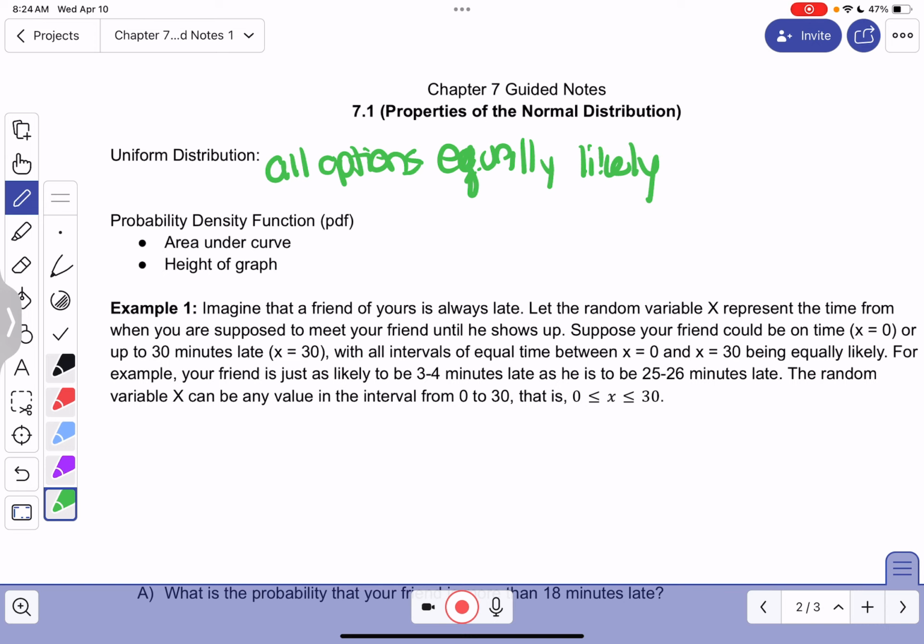A probability density function, that's just what the PDF stands for, like when we did the binom PDF. It's talking about the area under the curve as being your probability. The height is your probability, and then the density function is you're finding that area, and that's telling you the probability of what's going on.